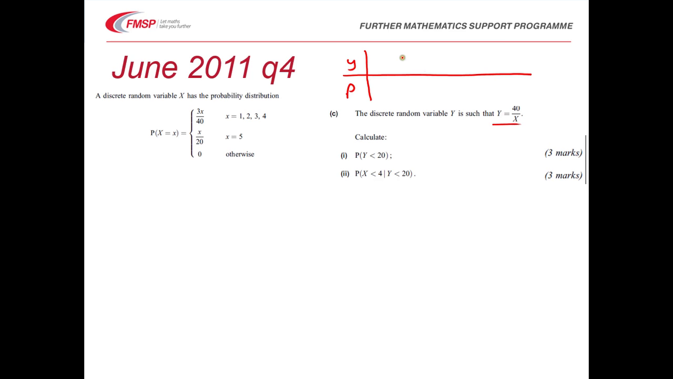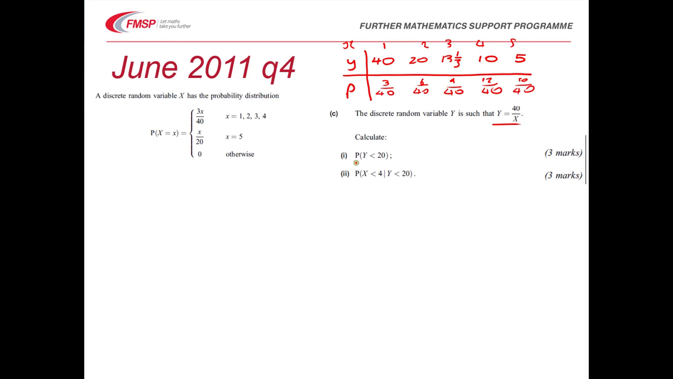So, what can y be? Well, y could be 40, if you're dividing by 1, if you're dividing by 2, if you're dividing by 3, if you're dividing by 4, and if you're dividing by 5. Okay? And these correspond to x values of 1, 2, 3, 4, and 5. I'll just put those up there for now as well. So the probabilities correspond as well, out of 40.